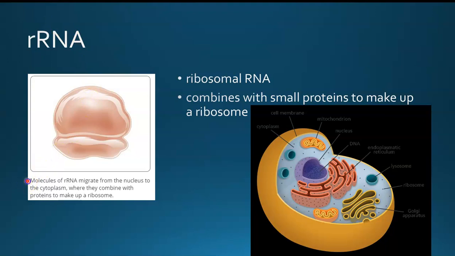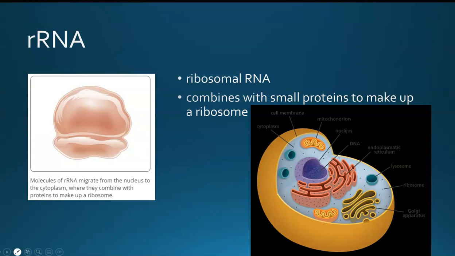So molecules of rRNA migrate from the nucleus to the cytoplasm, where they combine with proteins to make up a ribosome. Remember, ribosomes are all these tiny little dots, right? And you can see all the tiny little ribosomes on the endoplasmic reticulum here. And ribosomes are like the workbenches, right? That's the workbench of the cell, that's where the proteins get made inside the cell.